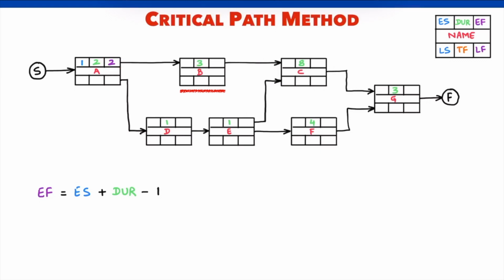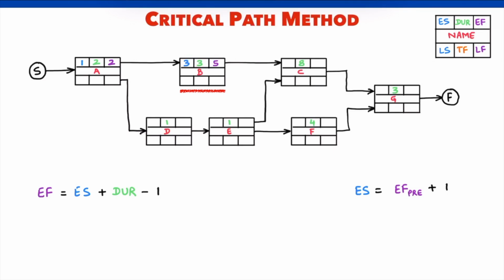This means the earliest activity B can start is on the next day after day 2, that is day 3. The early start of an activity is simply the early finish of the predecessor plus 1. Early start of B equals early finish of A plus 1. 3 is the early start of B. Next, early finish of B. It will be early start of B plus the duration of B minus 1, or 5.